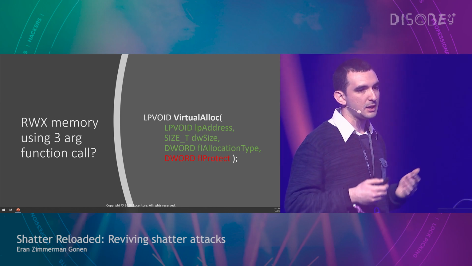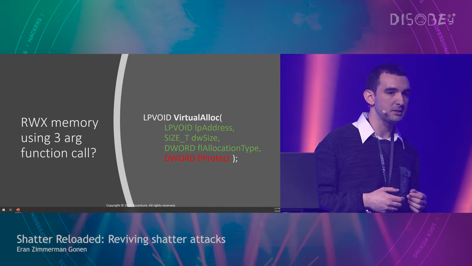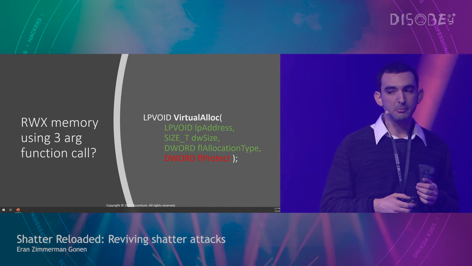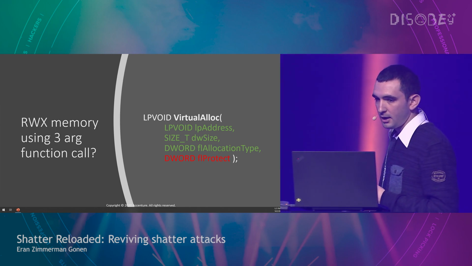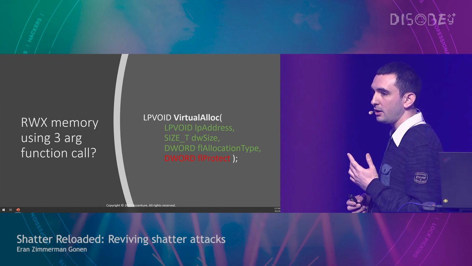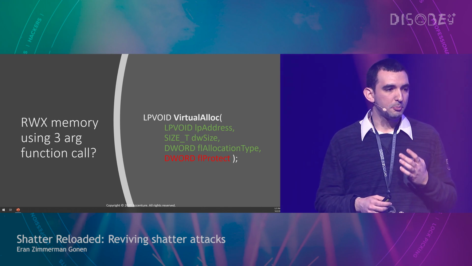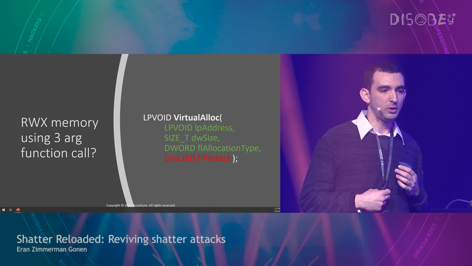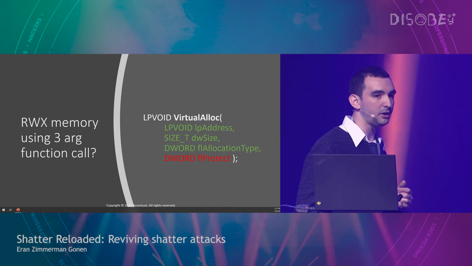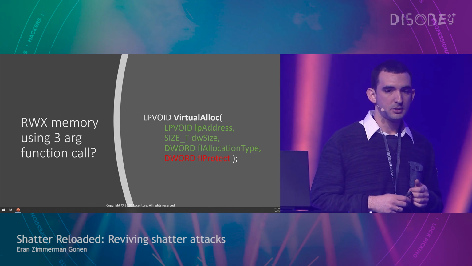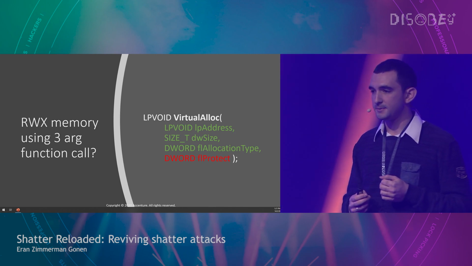So we need some RWX memory. In order to allocate some readable, writable, and executable memory, we looked at VirtualAlloc, which is the obvious choice for this. The only problem is that VirtualAlloc gets 4 parameters, not 3. The fourth parameter is the protection flags, in which we need to specify that we want this to be RWX memory. So we must control this parameter, and since we can't, this function is not good for us.